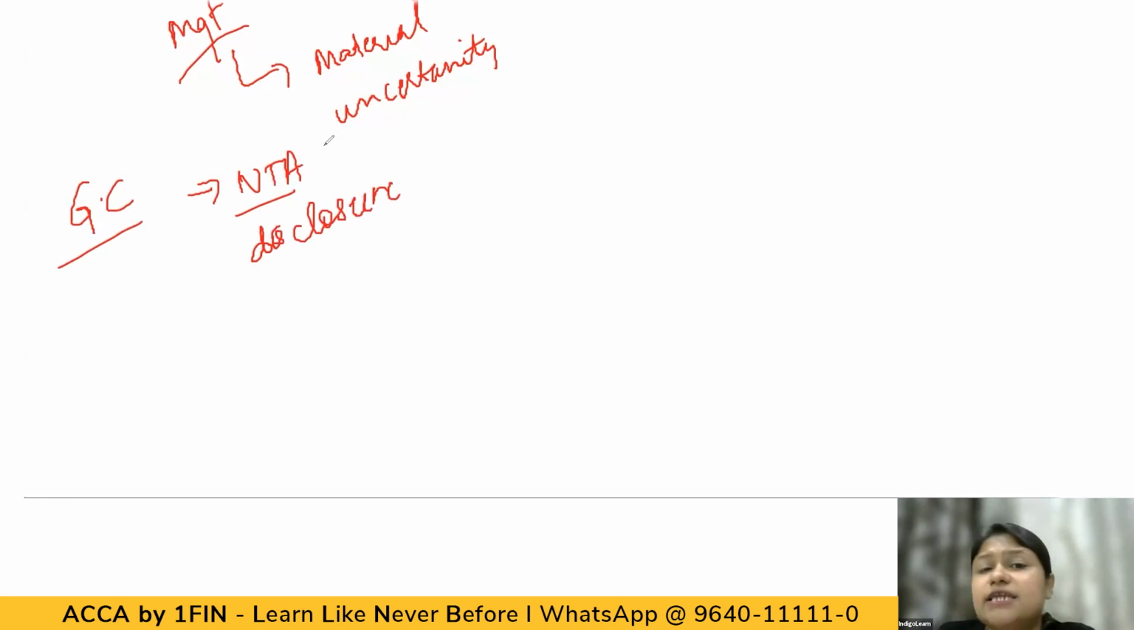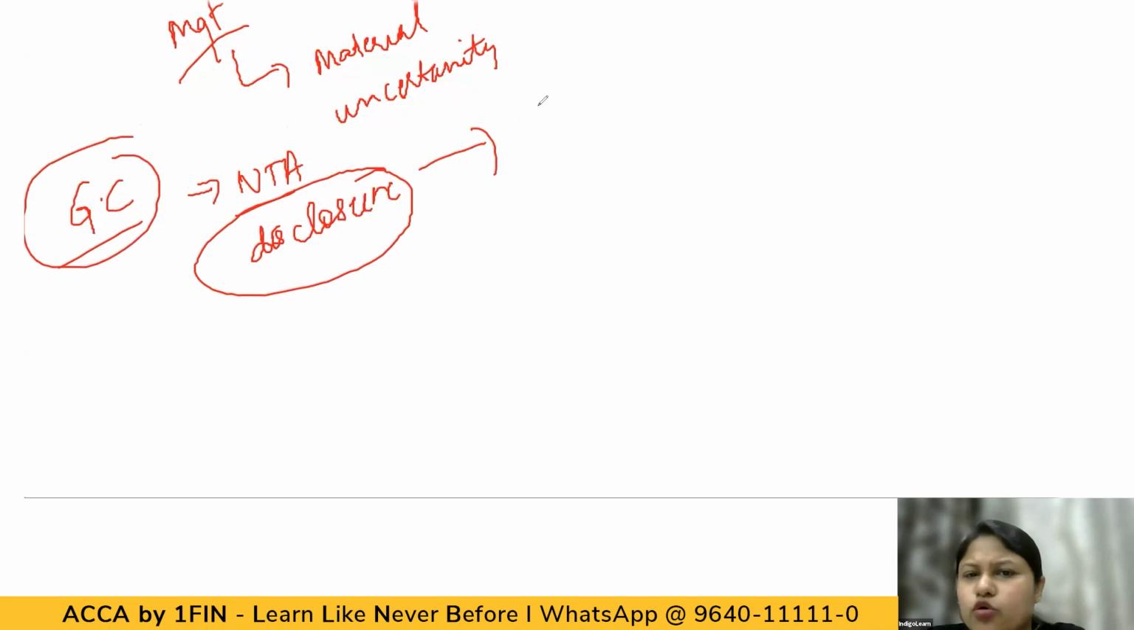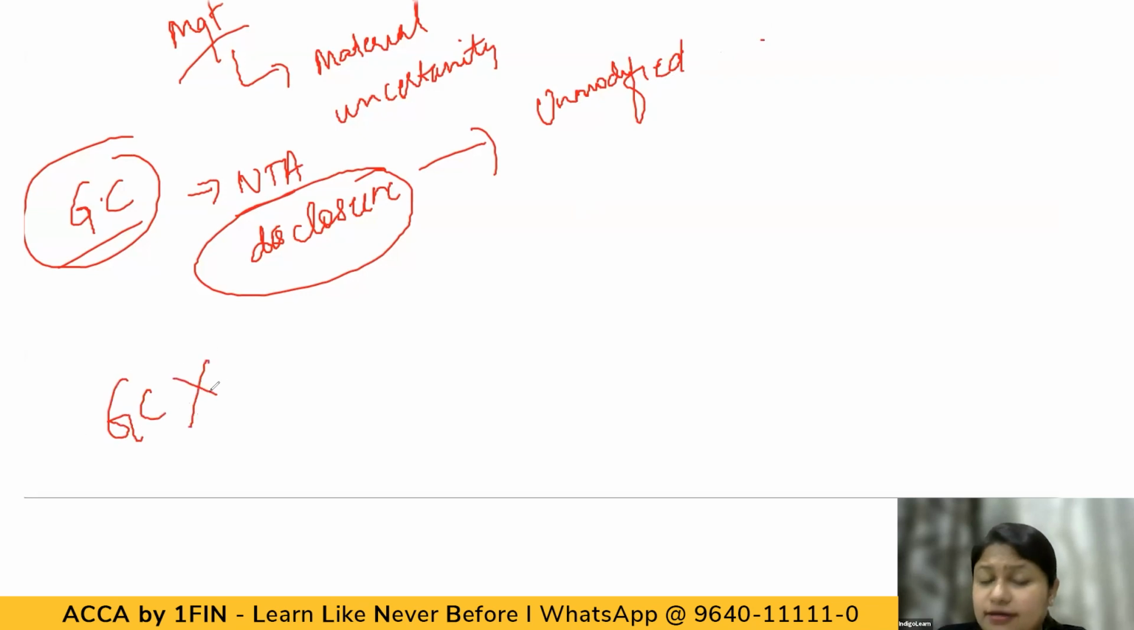Suppose the management has given an adequate disclosure about the material uncertainty and has prepared the financial statements as per going concern, then obviously the auditor will go on giving an unmodified opinion. But suppose the going concern assumption is not appropriate, and the management is still preparing the financial statements as per the going concern assumption. In that case, what opinion will the auditor end up giving? Adverse opinion.